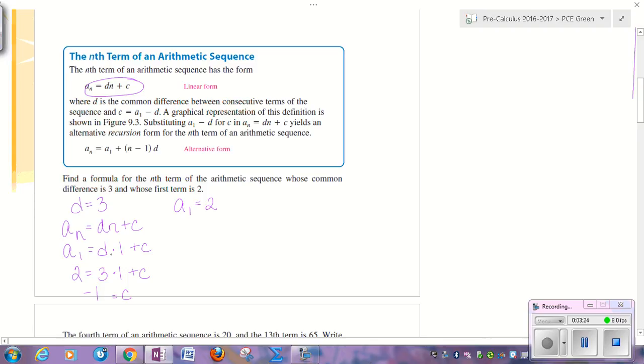Now, once you have your C value and your D value, you can write the general form. So this would be A sub n equals 3n minus 1. You now could go ahead and find any term in the sequence. If I asked you to find the 792nd term in the sequence, you could do that because you now have the general formula.